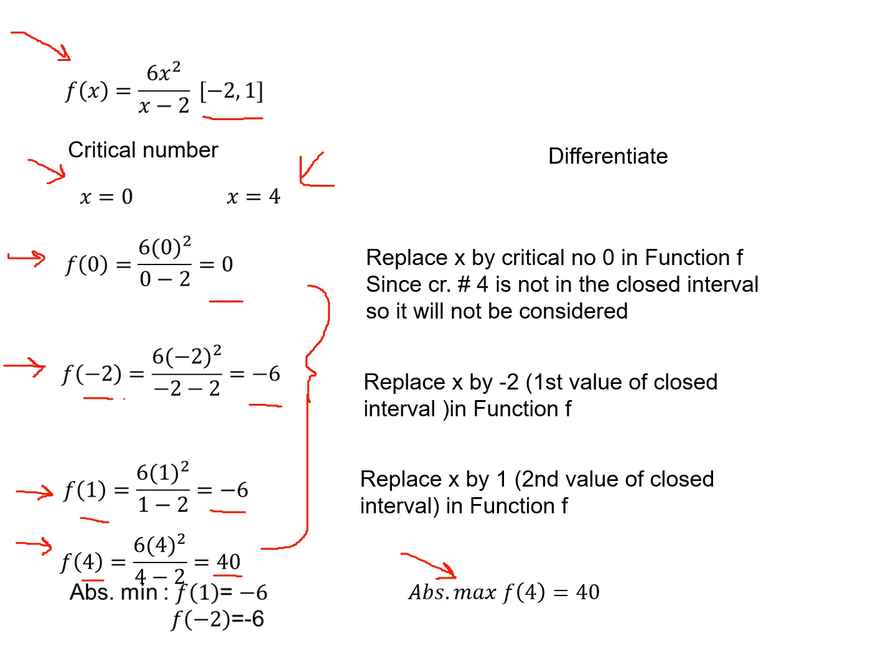Now have a look. Here you have 0, negative 6 and negative 6. So there are two same values, but they are the least values. So they both will be considered as absolute minimum. One important thing is that in a graph, the lowest point can be 2, can be 3, even can be 4. They all will be considered as absolute minimum or absolute maximum, depending on the highest or the least point.